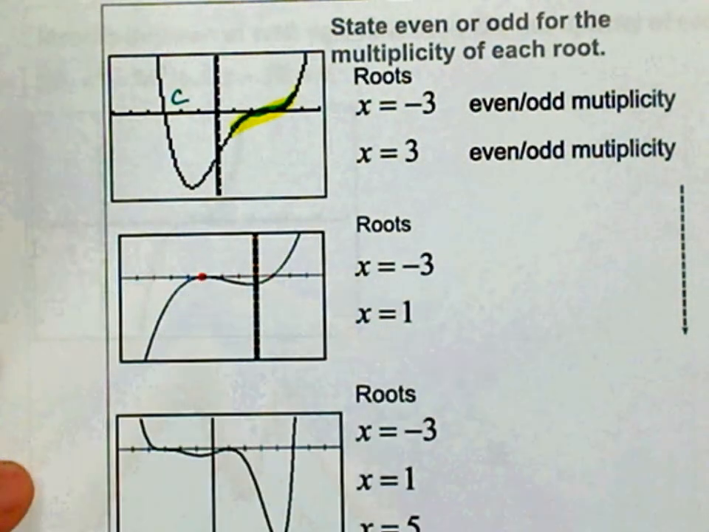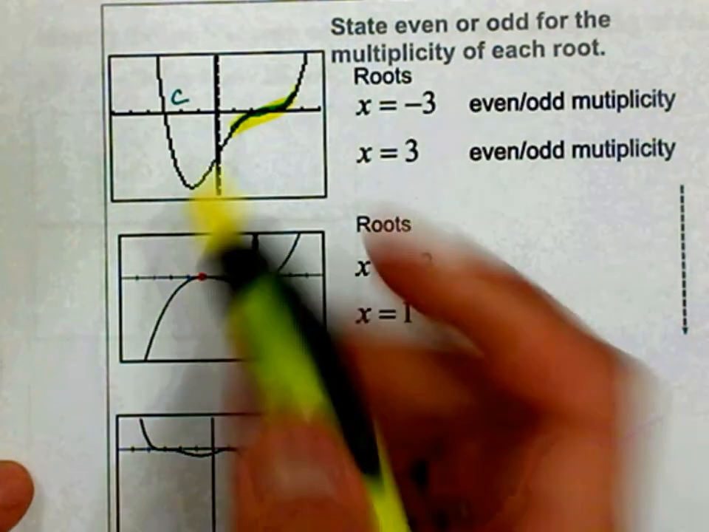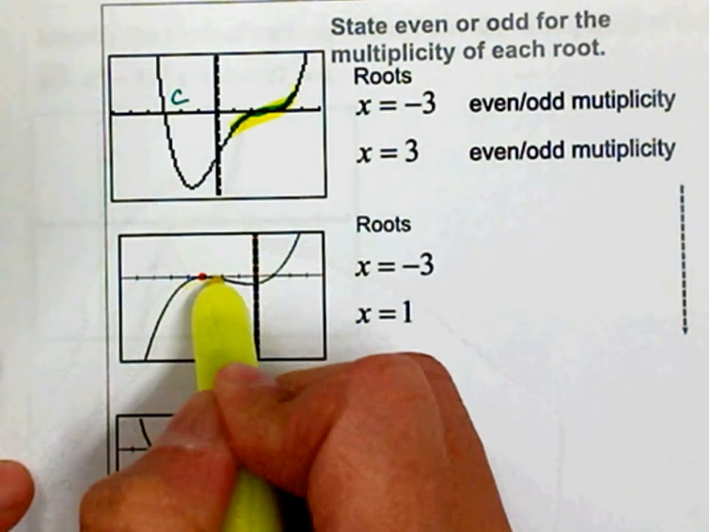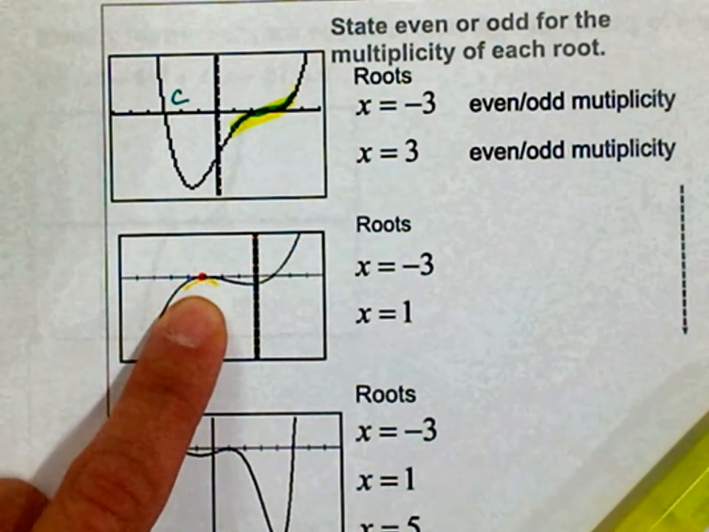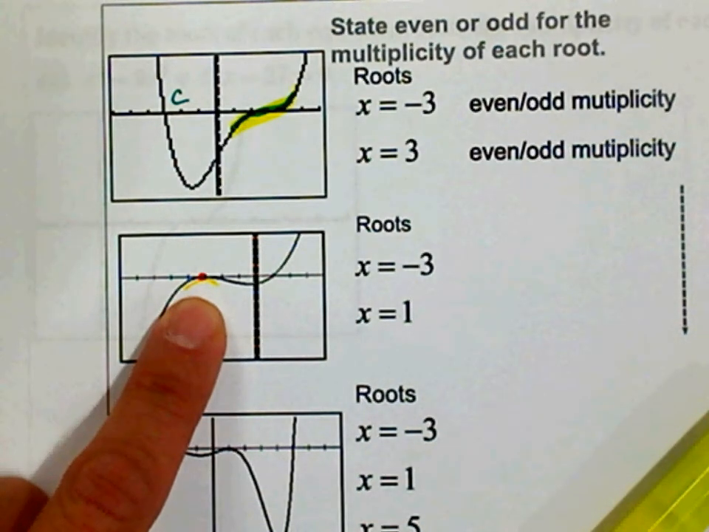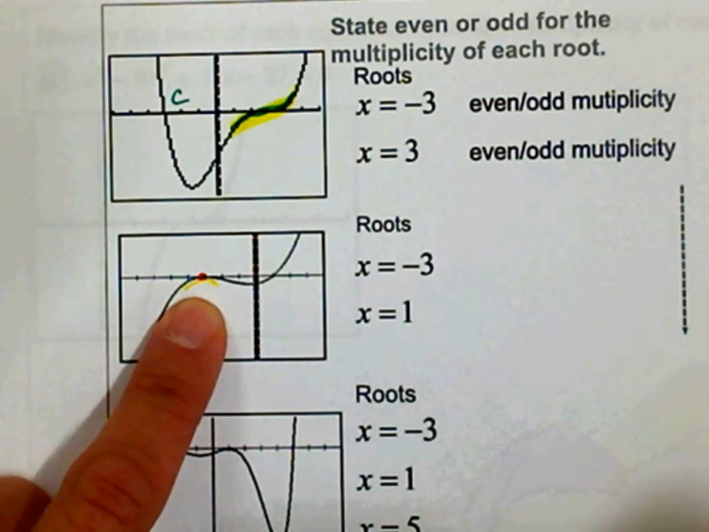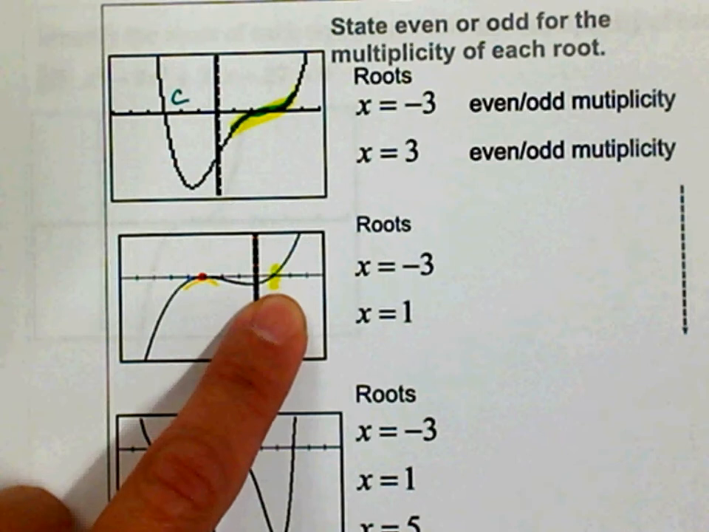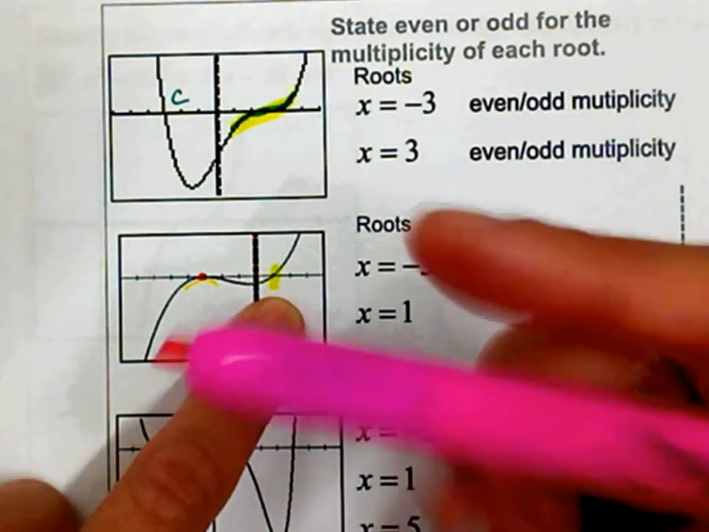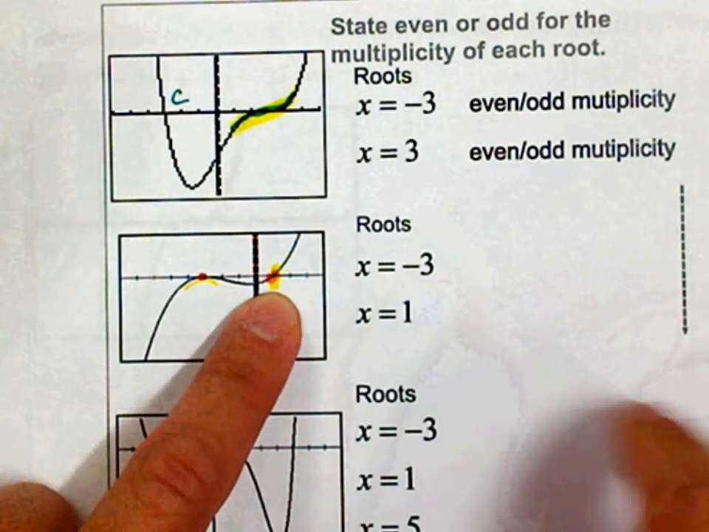How about this one right here? What do you think this is? Even or odd? Even. It hit the x and it came right back down. Okay? How about this one? Notice I'm only looking at the x-intercept. That's an odd. What power? 1. It went straight through. No slide. Are you starting to see that?